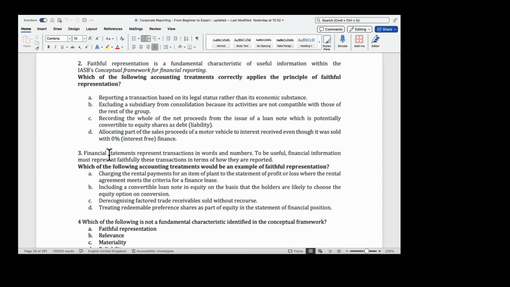Number 3, financial statements represent transactions in words and numbers. To be useful, financial information must represent faithfully these transactions in terms of how they are reported. Which of the following accounting treatments would be an example of faithful representation?